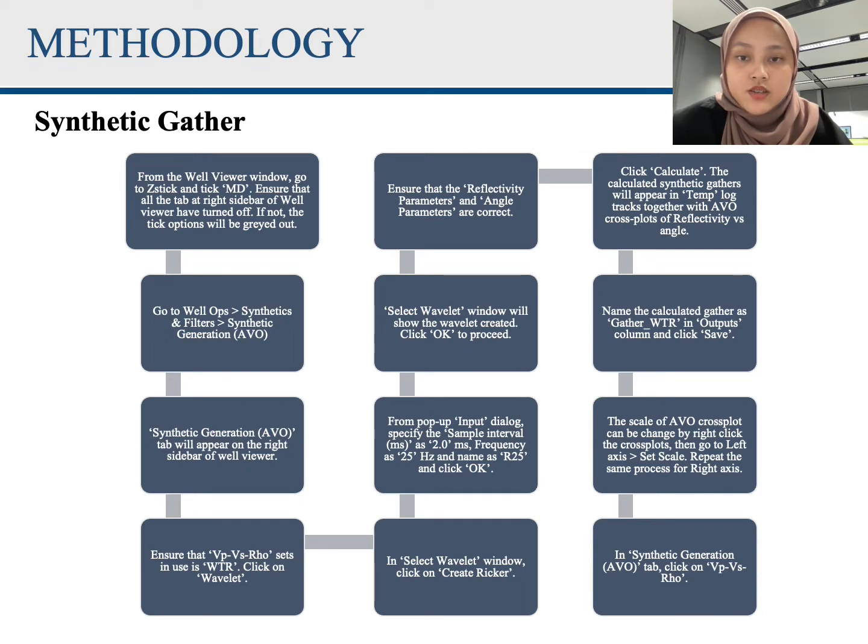Then ensure that the reflectivity parameters and angle parameters are correct. We click calculate. The calculated synthetic gathers will appear in the temp log tracks together with the AVO cross plot of reflectivity versus angle. Then name the calculated gather as gather WTR in the outputs column, and then we click save.